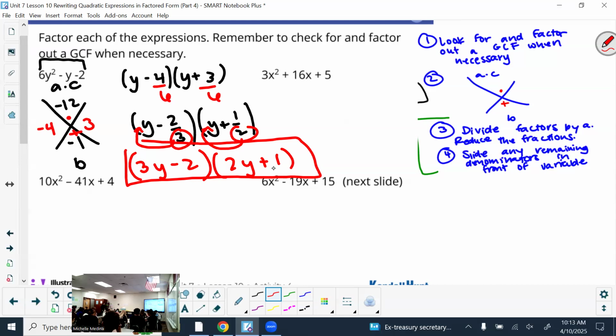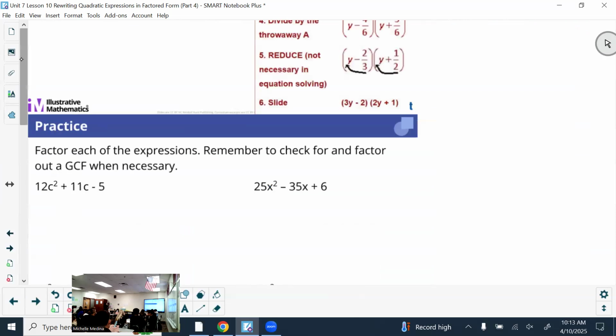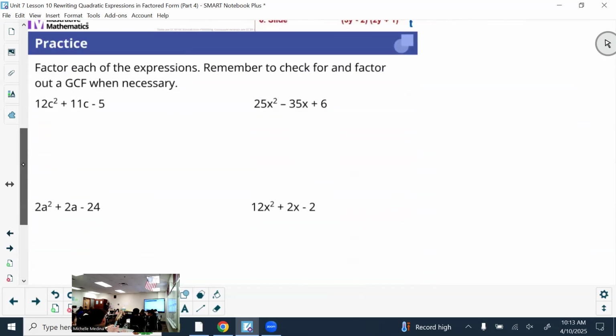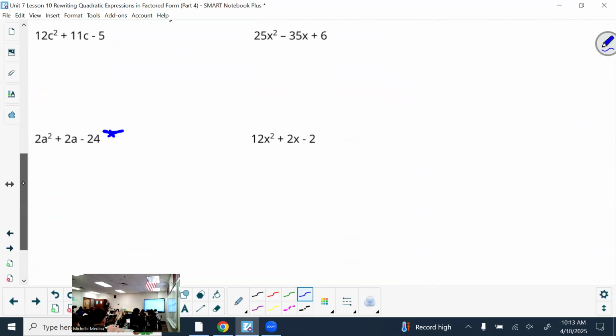Let's do a problem together where there is a GCF that we need to factor out. So I'm going to scroll, but if you're also writing, scroll to this one. They're not numbered, so look at the one that looks like this. We're doing this one together.